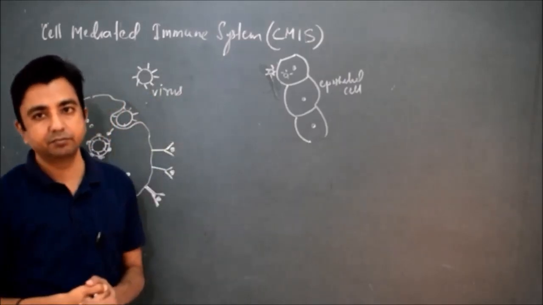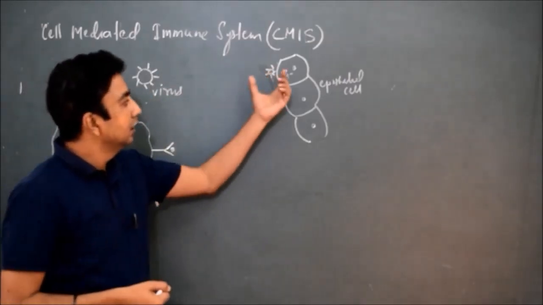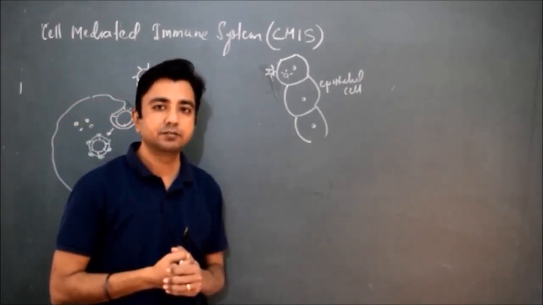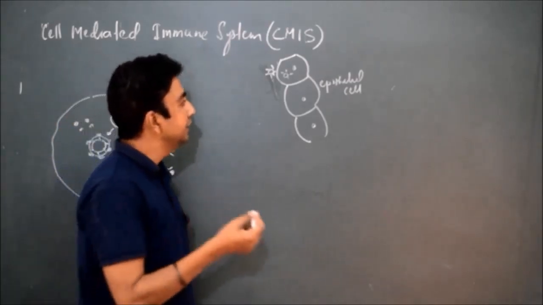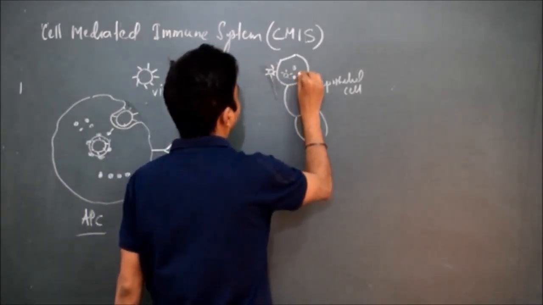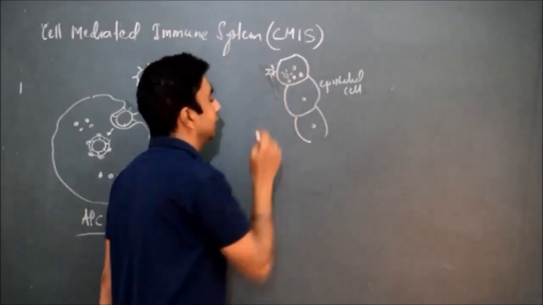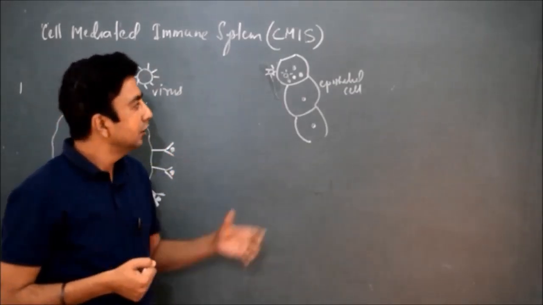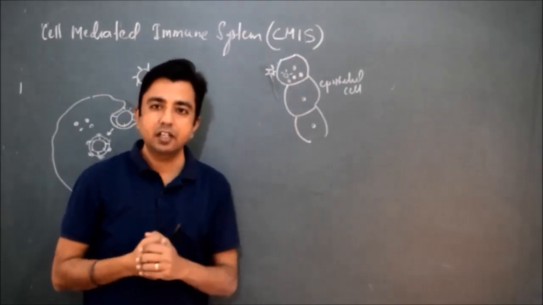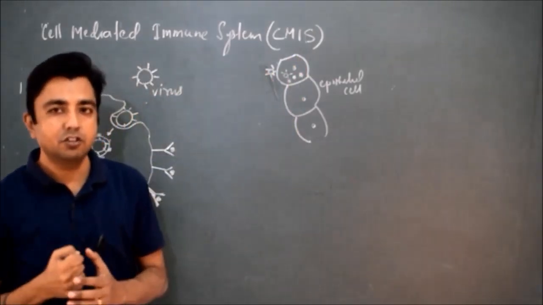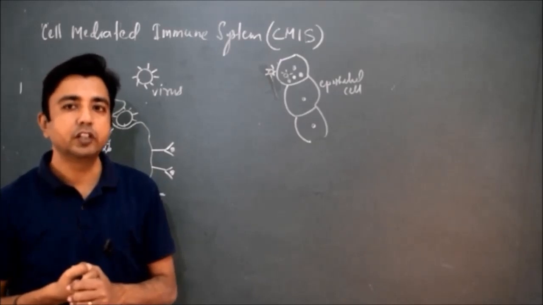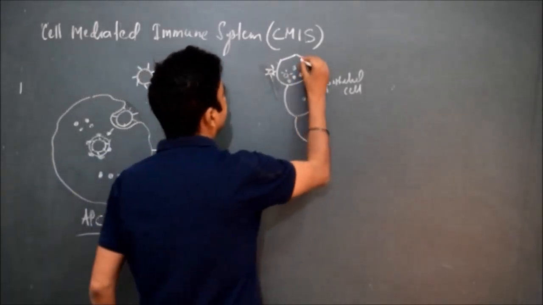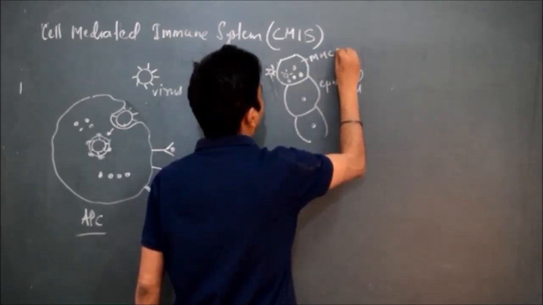what will happen? The lysosomes will again digest this virus, but the antigens will again float in the cytosol of this epithelial cell. But this epithelial cell consists of a special molecule which we call MHC class 1 molecule, MHC1.